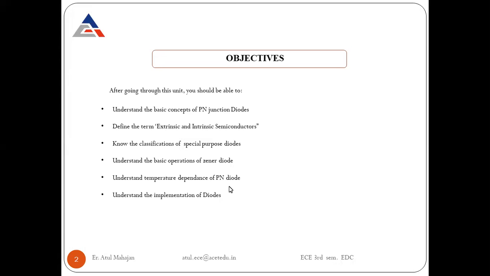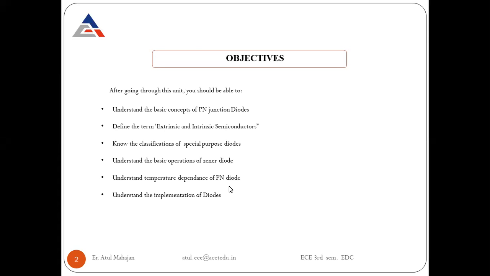So after going through this unit, you should be able to understand the basic concepts of PN junction diode. Now, what is a PN junction diode? What are the basic concepts of PN junction diode? You will be able to understand it very well when we go through this first unit. Basically, the first unit of your curriculum deals with the basic concepts of PN junction diode. Subject is electronic device and circuit, and we're talking about the introduction to the first unit, and this unit would deal with the basic concepts of PN junction diode.